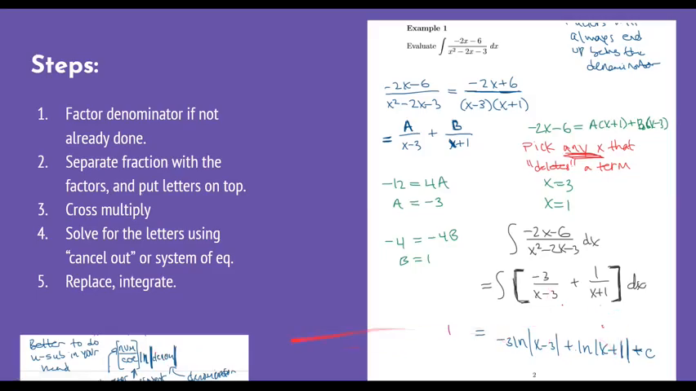And beside, or multiplied by the ln, will be the numerator divided by the coefficient. The numerator is -3. The coefficient is 1, so we have -3. The numerator is 1 divided by the coefficient, 1. We just have 1, and that's why there's nothing there. And so the answer is this, plus C, because it's an indefinite integral.